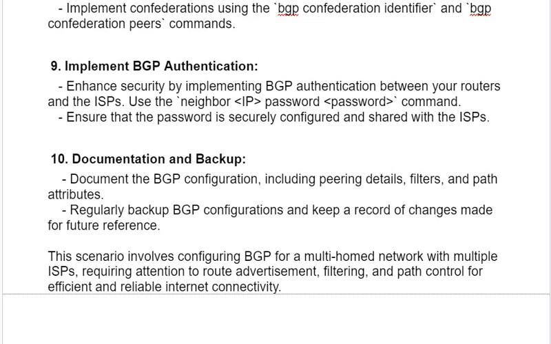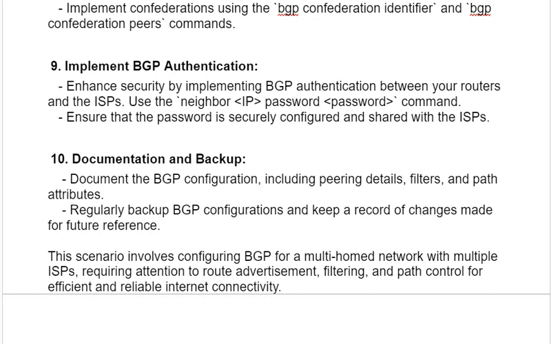And our last and 10th solution is documentation and backup. Document the BGP configuration, including peering details, filters, and path attributes. Regularly back up BGP configurations and keep a record of changes made for future reference.